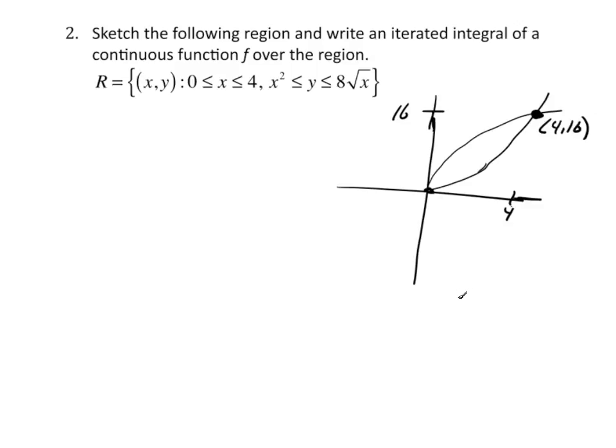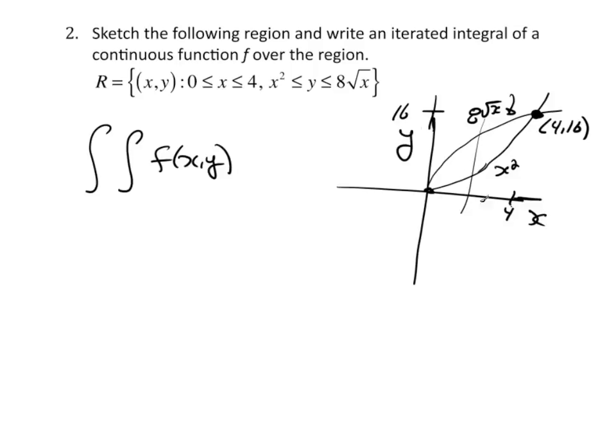So again, this one I could easily do as either a type 1 or a type 2 region. To me, I would leave it as a type 1. This is 8 root x. This is x squared. So I would integrate this function f of x, y, whatever that function is, first with respect to y. Up and down is the y-axis. So I'm going to go from x squared to 8 times the square root of x, with respect to y. And then x goes from 0 to 4.